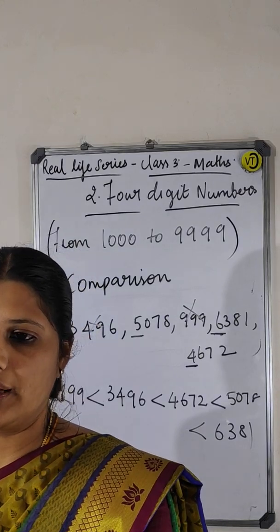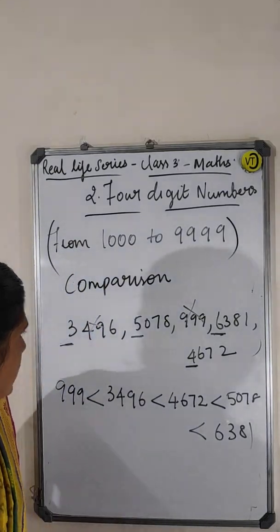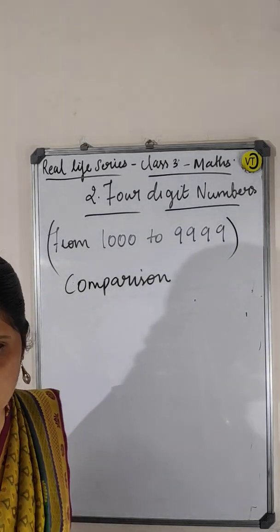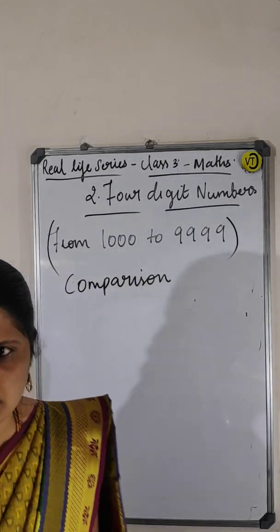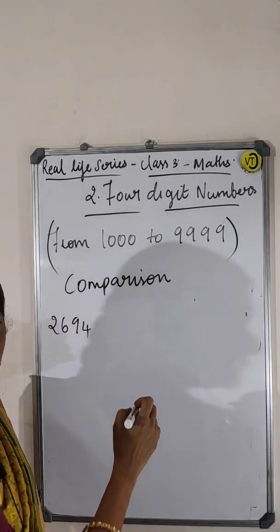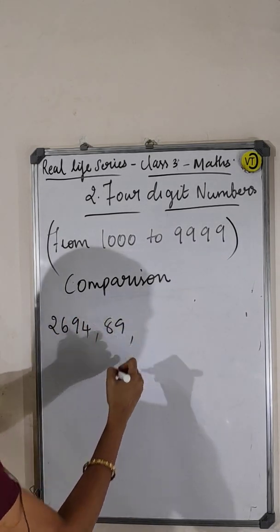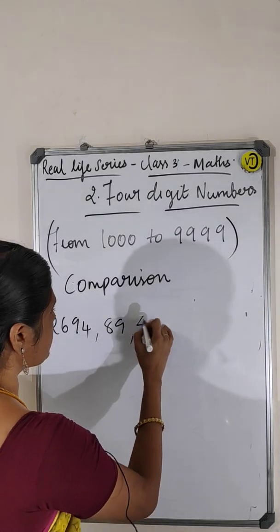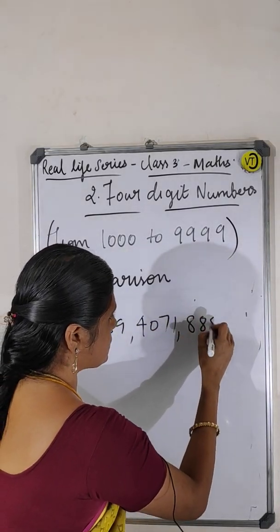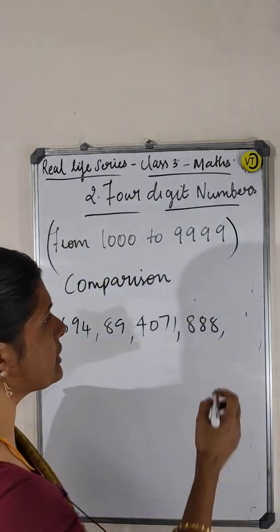How can I do it in descending order? Okay, one more example I will write now. 26,94, 4071, 888, 3705.